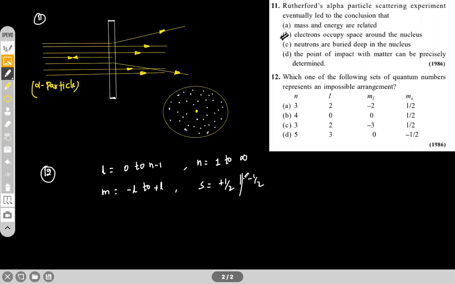Correct? Now, n can be anything, so these are all possible. ms is nothing but the spin quantum number. This is also possible, right? Plus half or minus half. Now, you see this l and m. First of all, l and n cannot be equal. The two things that you have to keep in mind are that n must not be equal to l, and m should not be greater than l. This is a relation we have. It is easy; you can do this quickly.